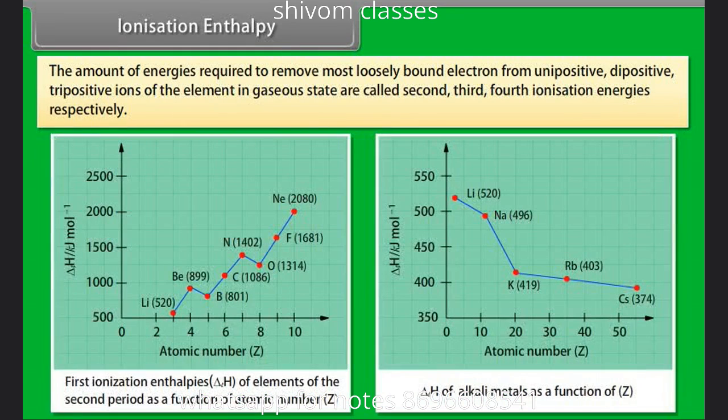the amounts of energy required to remove most loosely bound electrons from unipositive, dipositive, tripositive ions of the element in gaseous state are called second, third, fourth ionization energies respectively. It may be noted that ionization energy 3 is greater than ionization energy 2, which is greater than ionization energy 1.